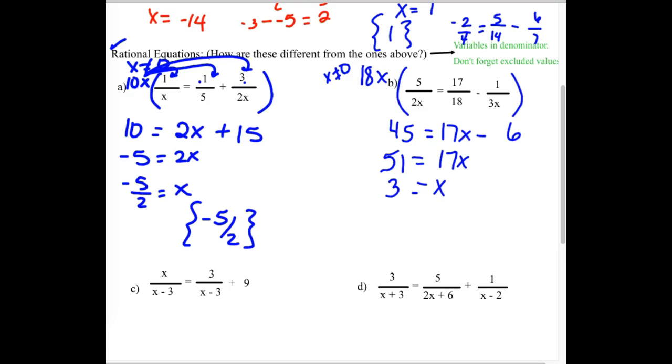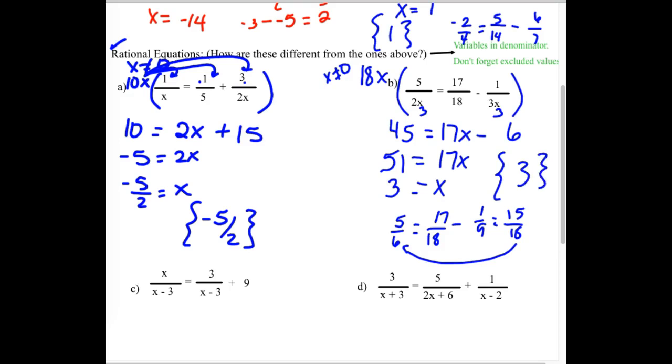But again, you can check it. If we put a 3 in there, we end up with 5/6 on that side. We've got 17/18 minus 1/9. 1/9 is the same as 2/18. So 17/18 minus 2/18 would be 15/18. Does that reduce to 5/6? Okay, so correct solution is a 3.